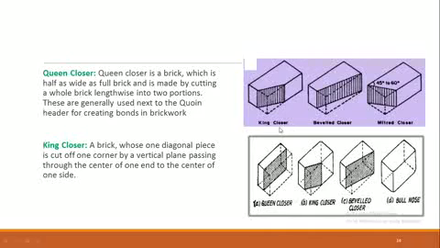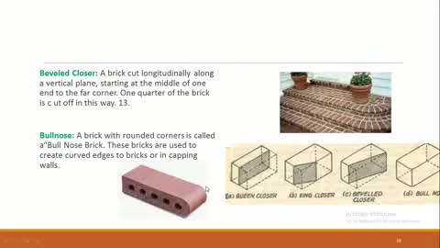This is king closer, beveled closer, and mitered closer. These are just portions of the bricks which are obtained by cutting the brick across the length. This is basically the same thing as above. Beveled closer, and this is a bull nose.